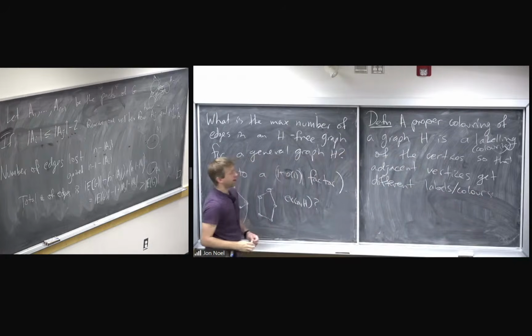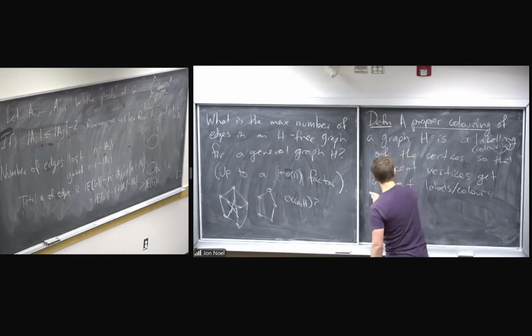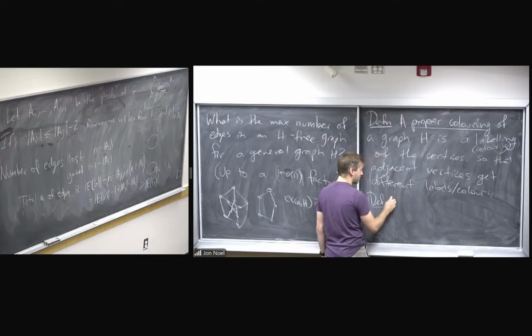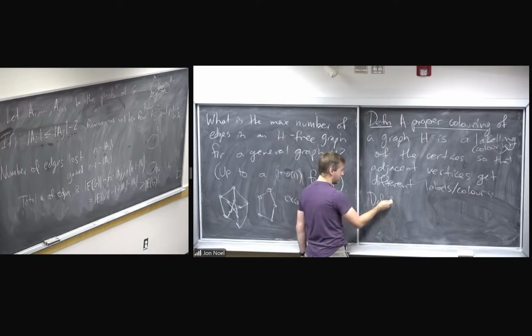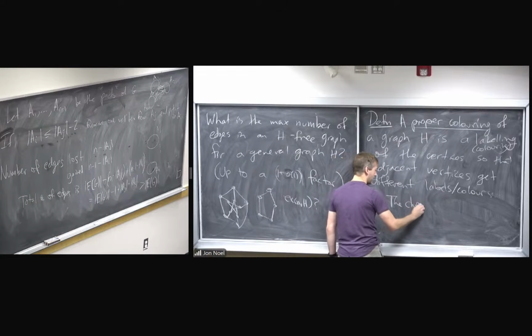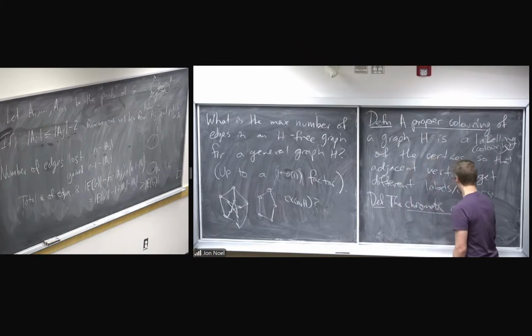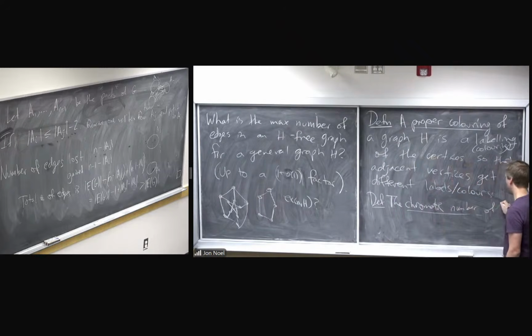Okay. And the chromatic number, so this might be familiar to some people. If it's not, probably it's not such a big deal. It's not too hard of a concept to grasp, I think. So the chromatic number of H is just the minimum number of colors in a proper coloring.